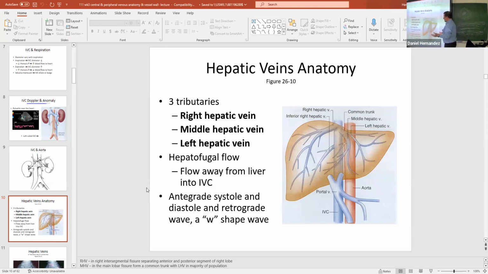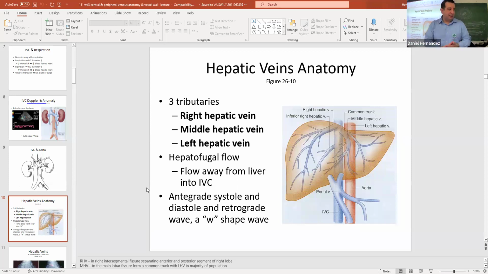In terms of flow direction, we have two ways that we can describe it: either hepatopetal or hepatofugal. Last week you learned that hepatopetal means blood flow going towards or into the liver. Hepatofugal means blood flow exiting or traveling away from the liver. In this case, flow should be exiting the liver, draining out of the liver into that IVC. So normal flow direction should be hepatofugal.